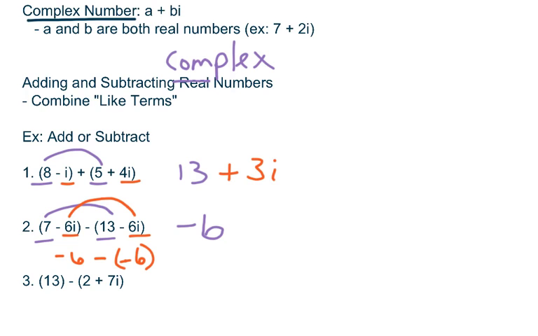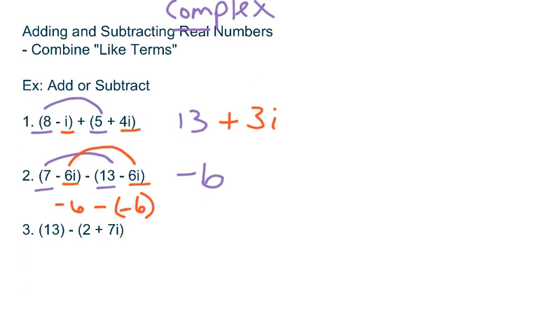Let's move on to number 3. So we got 13 minus 2 plus 7i. So we got 13 minus 2, that is 11. Now I have 0i in the first complex number, so I got 0i minus 7i, which would be negative 7i. So 11 minus 7i would be your answer for number 3.